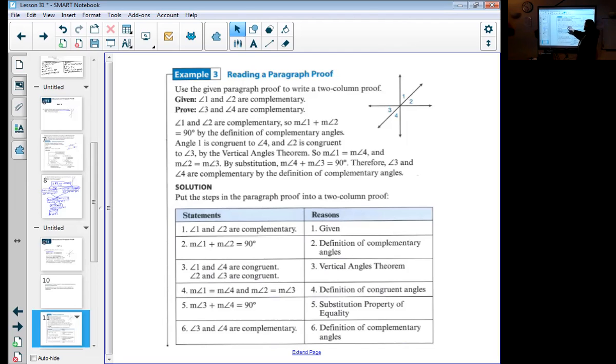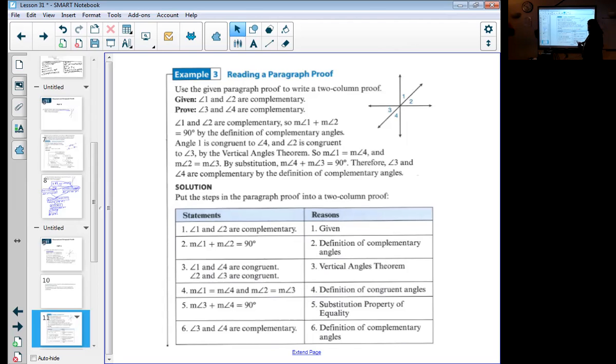All we did was we took this first part: angle 1 is congruent to angle 4, angle 2 is congruent to angle 3. And then our justification is vertical angles theorem. So measure of angle 1 is equal to measure of angle 4, and measure of angle 2 is equal to measure of angle 3. We took that from right there. And the reason for that is that it is the definition of congruent angles.